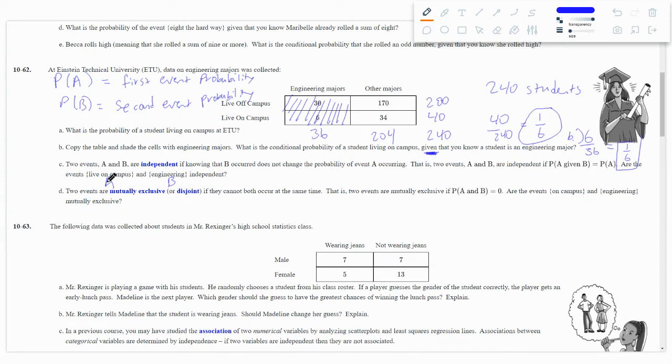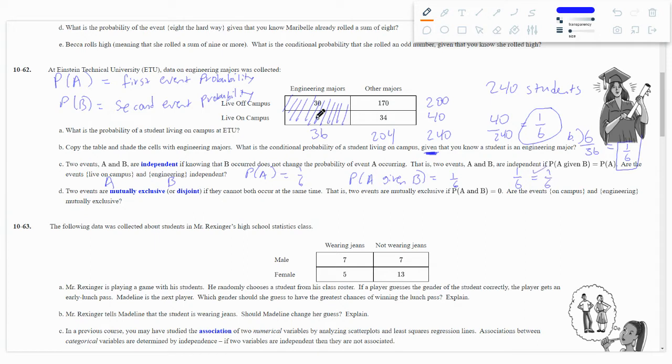So I need to figure out, is the probability of A given B the same as the probability of A? The probability of A is living on campus just in general, and we said that for part A, that was 1 out of 6. So probability of A in this case is 1 over 6. Then probability of A given B, this is given that they are engineering majors. So of the 36, we said there was 6. And once again, probability of A given B, we already found that in part B is also 1 over 6 when we reduce it. So 1 over 6 equals 1 over 6.